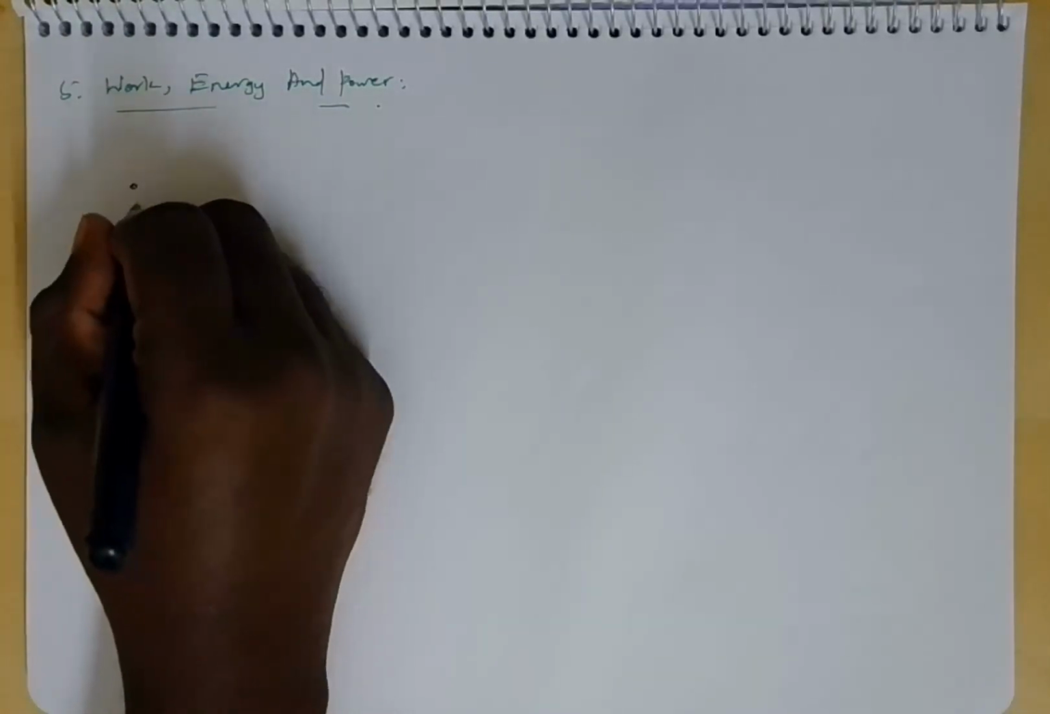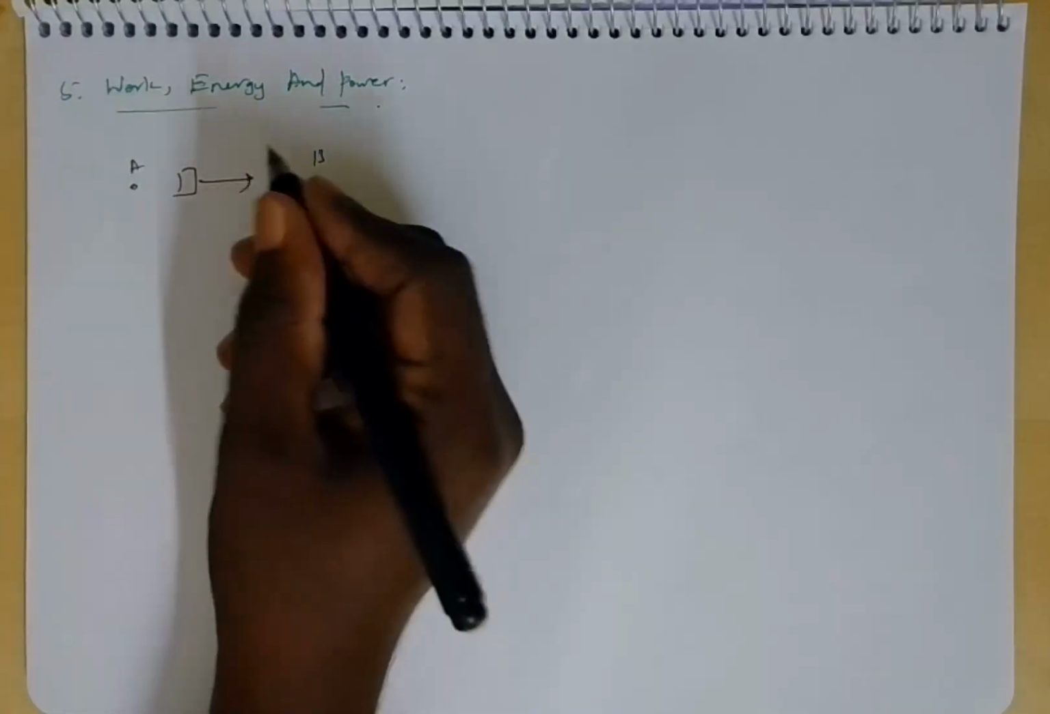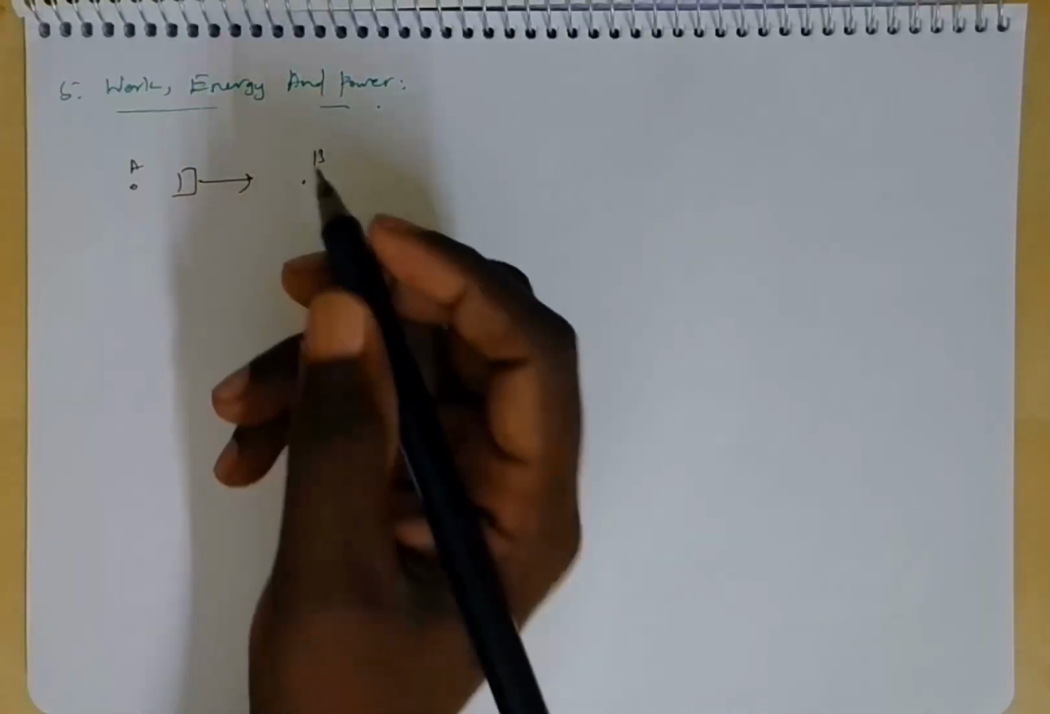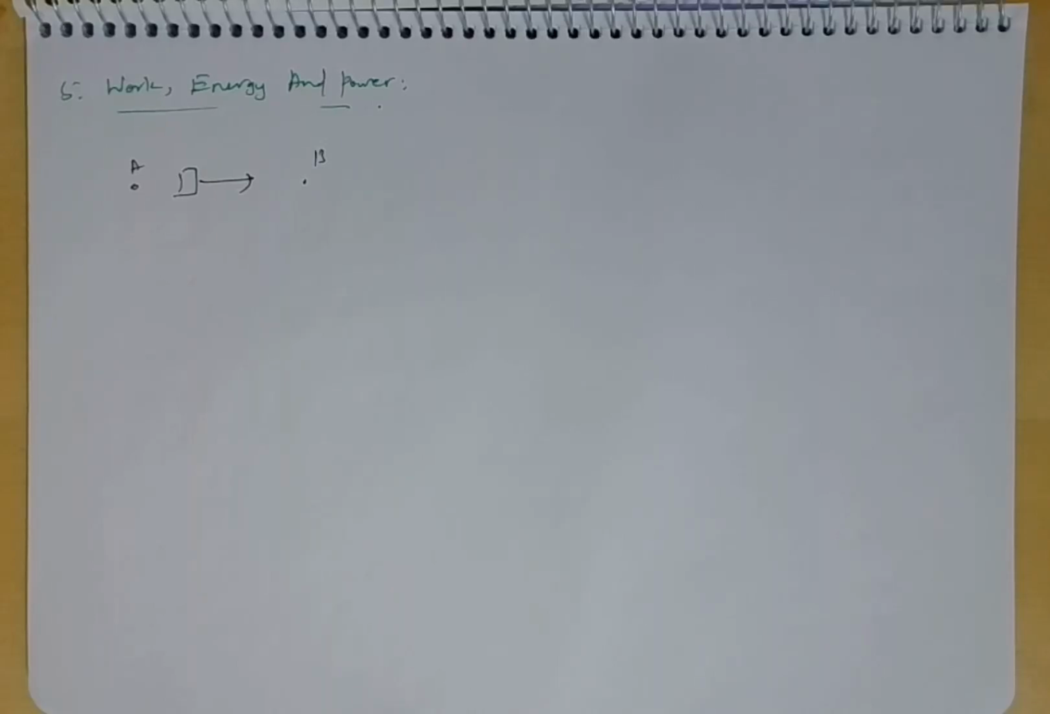So for example, this is point A and this is point B, if the object is moving. In first chapter we discussed what happens to the difference in velocity. Second chapter, what happens to the difference in acceleration. Now we will talk about what happens to the difference in energy. So that's what we talk here. And how quickly the energy is supplied, that's what we call power, rate of energy supply.